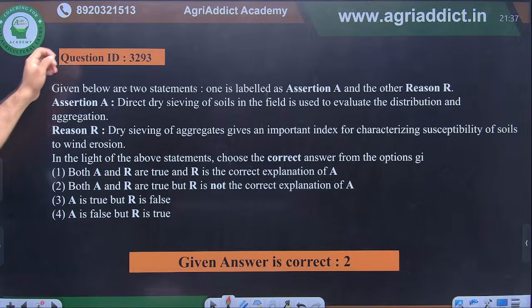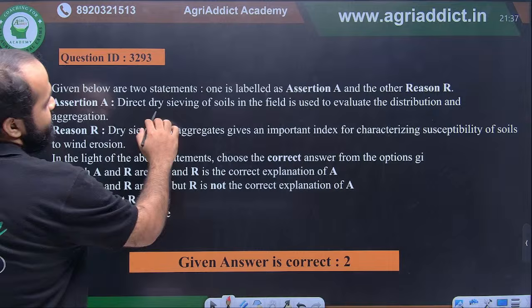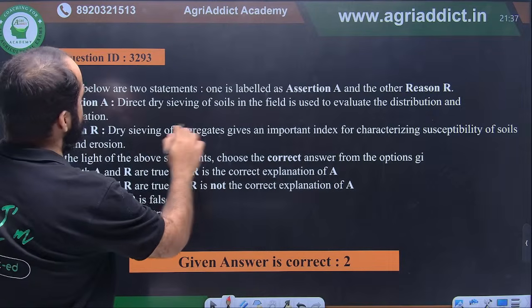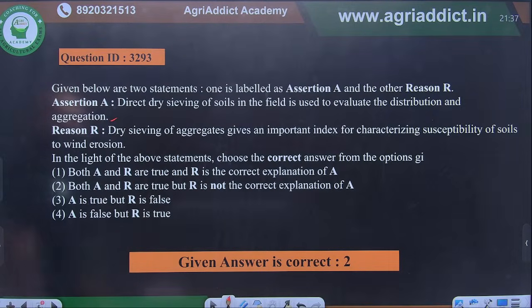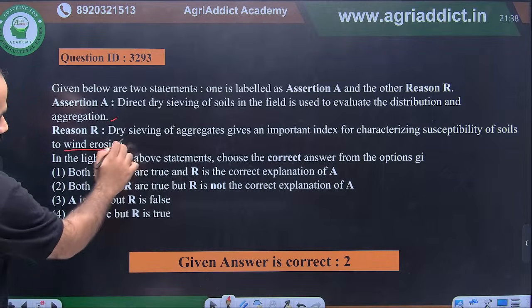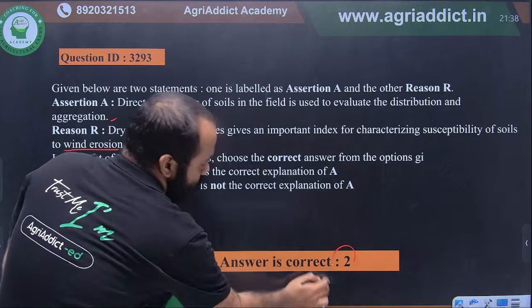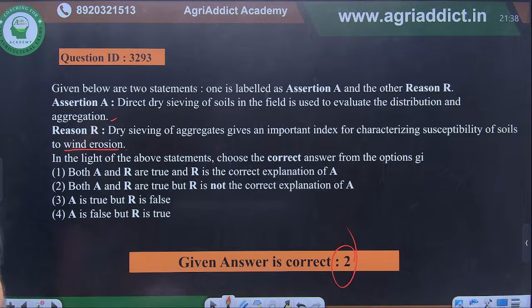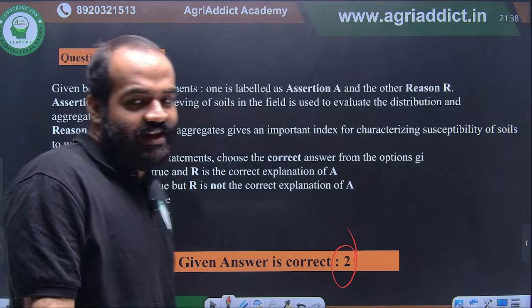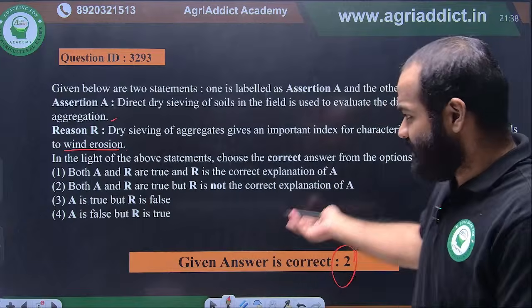So question ID 3293, you can see the assertion is: direct dry sieving of soils in the field is used to evaluate the distribution of aggregation. And the reason is: dry sieving of aggregate gives an important index for characterizing susceptibility of soils to wind erosion. The given answer here is 2. Definitely the answer is correct.